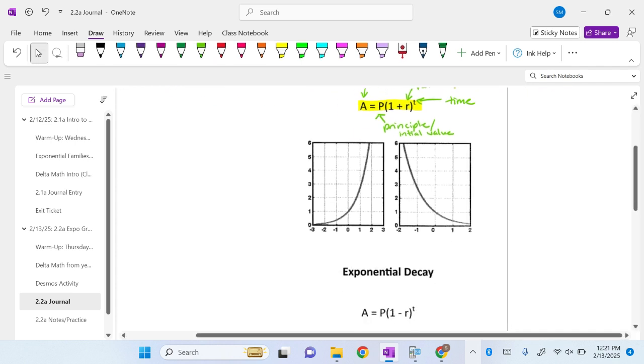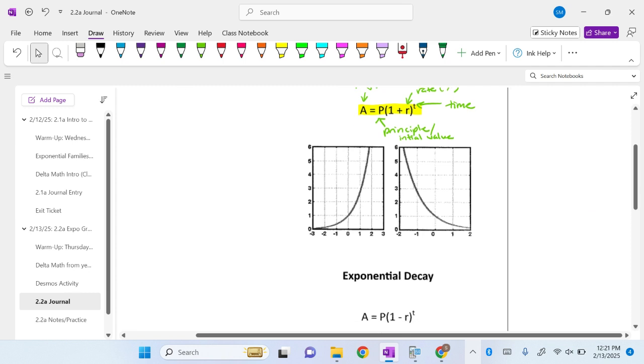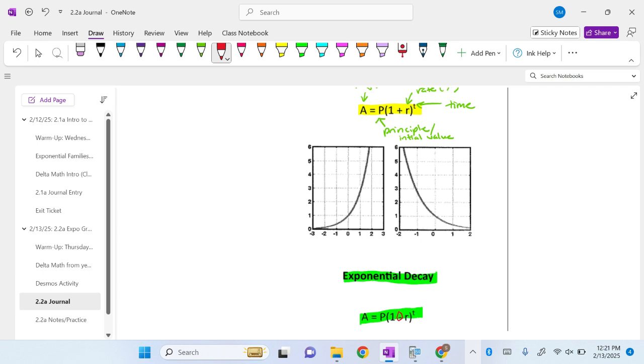Now, on the other side of things is exponential decay, which again, it's the same formula. The only difference is it has a minus instead of plus, and all the variables mean the exact same thing. Now, when you graph an exponential growth or decay, you could have two different outcomes.